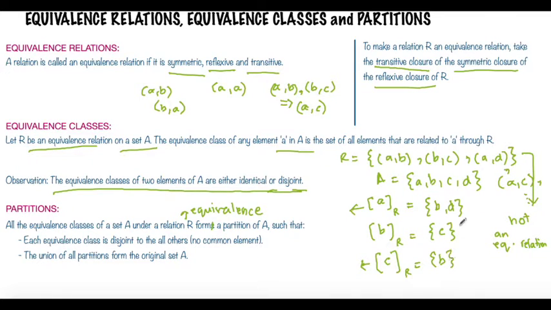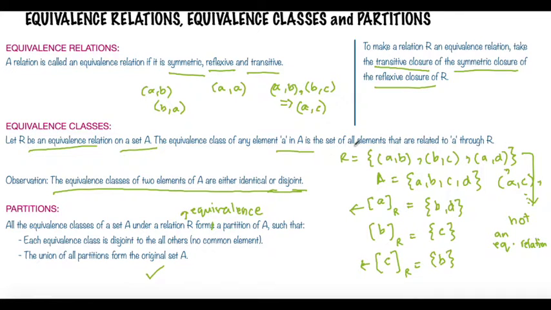This can be used to check whether a relation is an equivalence relation or not. We can find the equivalence class of each element and see whether they are disjoint or not, and whether their union forms the original set or not.